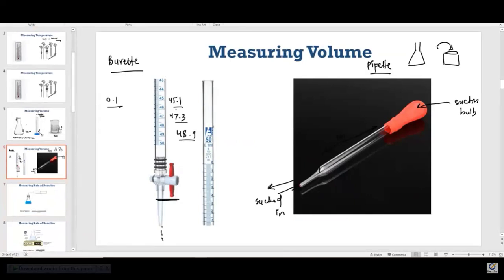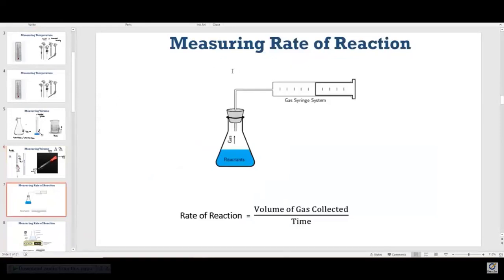Okay, so how do we measure rate of reaction? Rate of reaction, how do we define it? The rate means time. Whenever there is a mention of rate, we're basically talking about time. And we are measuring rate of reaction, which means we are monitoring the reaction with respect to time, or we can say we are measuring the speed of reaction.